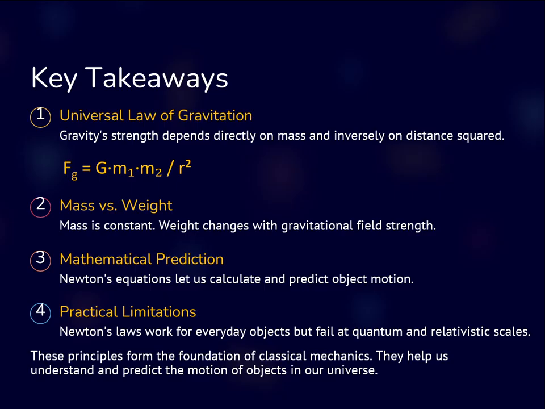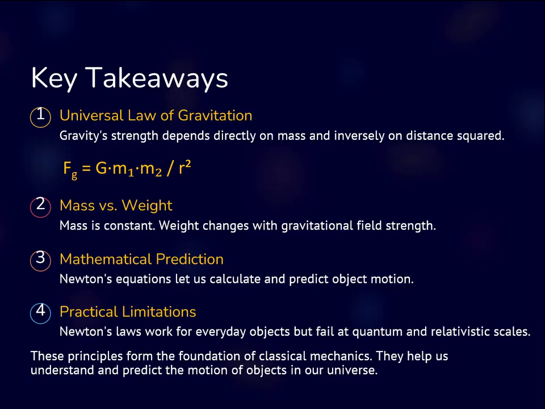So let's summarize everything we've learned so far in this video. First, gravity depends on mass and distance. The more massive the object, and the closer it is, the greater the gravitational pull. Second, mass and weight are not the same. Mass is constant, but weight changes based on gravity. Third, Newton's laws, especially F is equal to ma, let us predict motion in all sorts of contexts. While they break down at quantum and relativistic extremes, they're incredibly effective in everyday scenarios like our pumpkin launch.